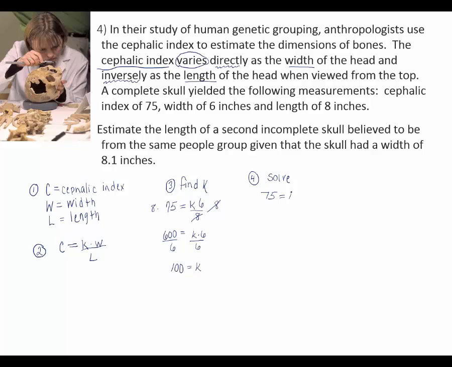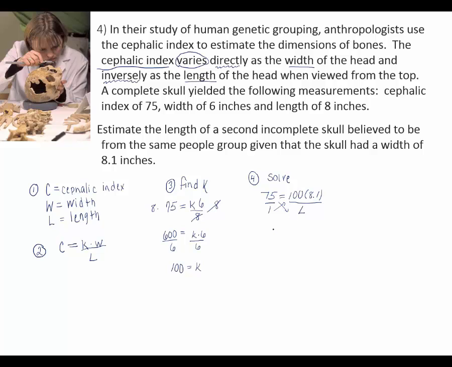I know K to be 100. I am given that the skull had a width of 8.1, so I'm able to fill that in. And then I'm asked to find the length, so my unknown is L. When I have an unknown in the denominator of a fraction, one easy way to solve is to put the other side of the fraction over 1 so that it looks like a proportion, and then I can cross multiply.